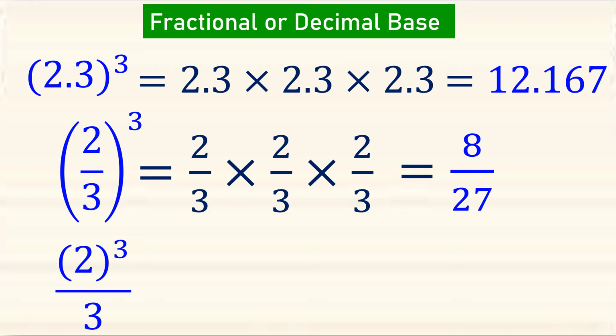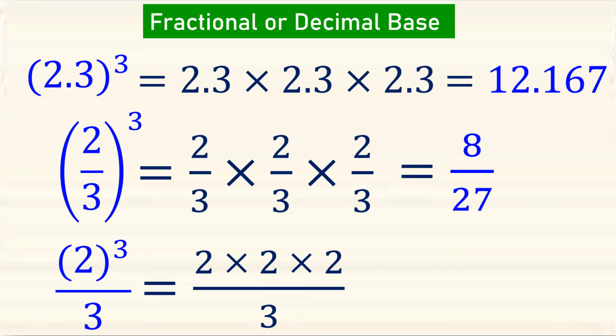Now let us have another one. So in here, take a look at your numerator. It is raised to the third power. So only the numerator will be multiplied 3 times by itself. So we will be getting 2 times 2 times 2 over 3. And 2 times 2 times 2 is equal to 8. So the answer is 8 over 3.